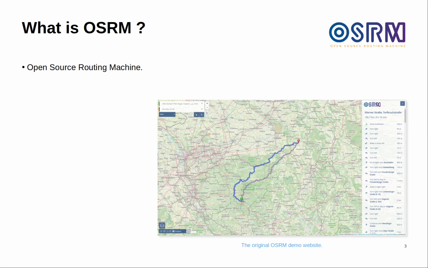Before setting up OSRM, let's understand what it is. OSRM, the open source routing machine, is a powerful routing engine. For instance, the image shows the official demo deployed by the OSRM team, showcasing its capabilities. You can click on this hyperlink to check this website so that you can play with the routing engine.